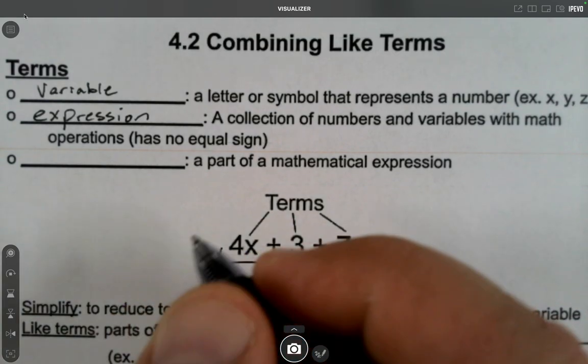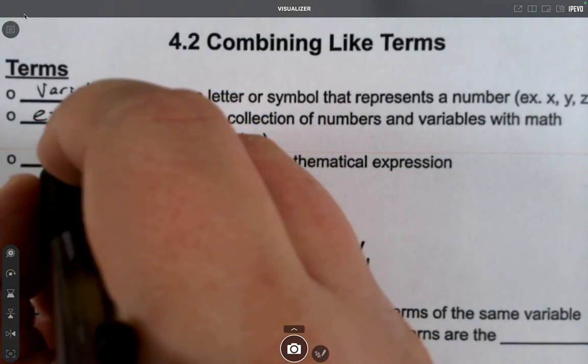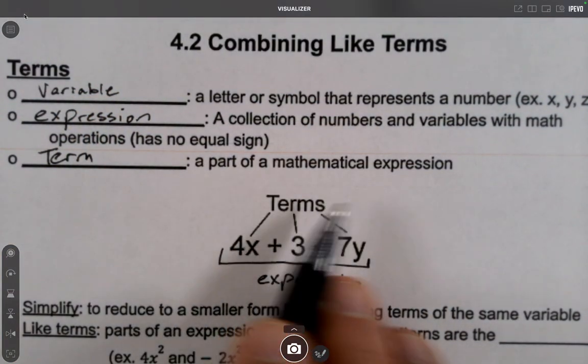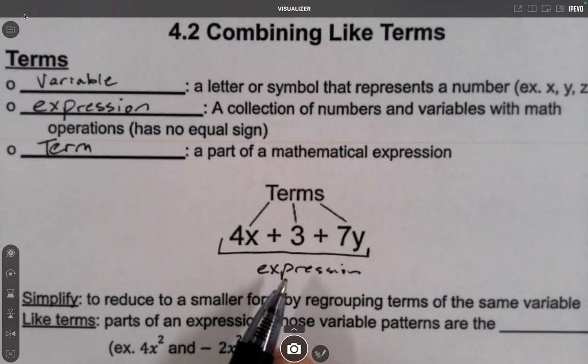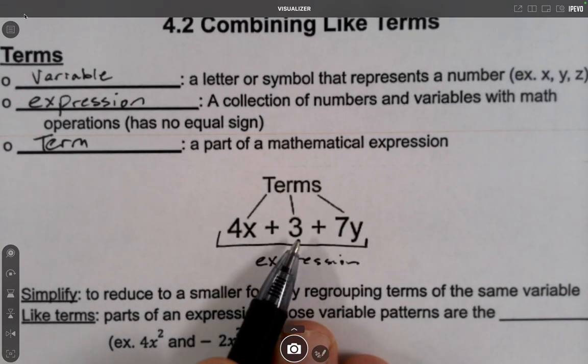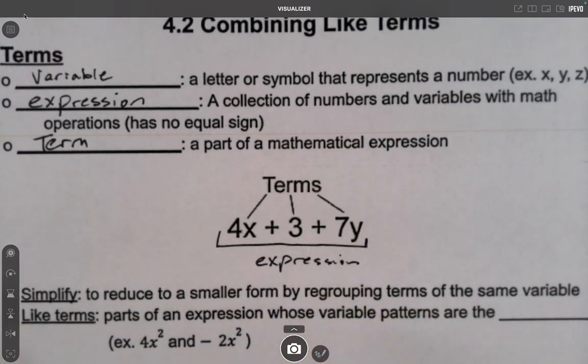And the last term is term. Crazy. So a term is a part of an expression. So this expression down here has three parts: 4x, 3, and 7y. So each of those individually is a term. So 4x is a term, 3 is a term, and 7y is a term.